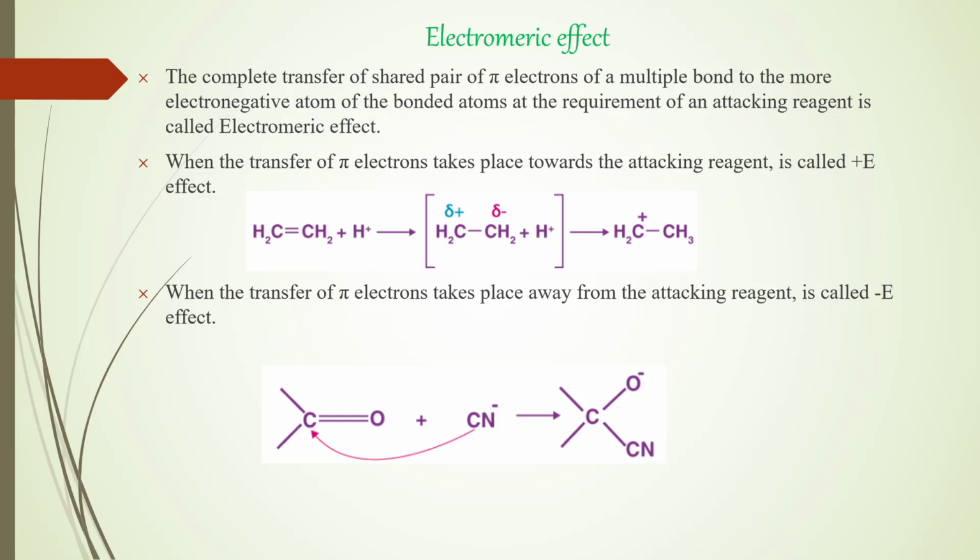The third one is the electromeric effect. Here the complete transfer of the shared pair of pi electrons of a multiple bond to the more electronegative atom of the bonded atoms, at the requirement of the attacking reagent, is called the electromeric effect. It can also be classified into 2 different types based on the shift of electrons. When the electrons are transferred towards the attacking reagent, this is called the plus E effect. When the electrons are transferred away from the attacking reagent, that is called the minus E effect.